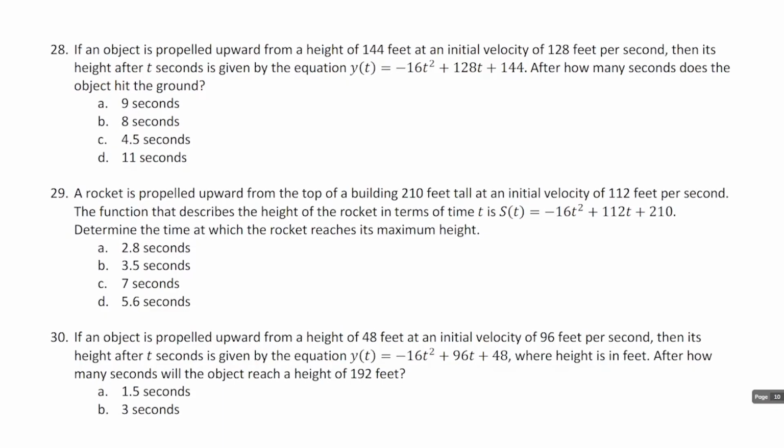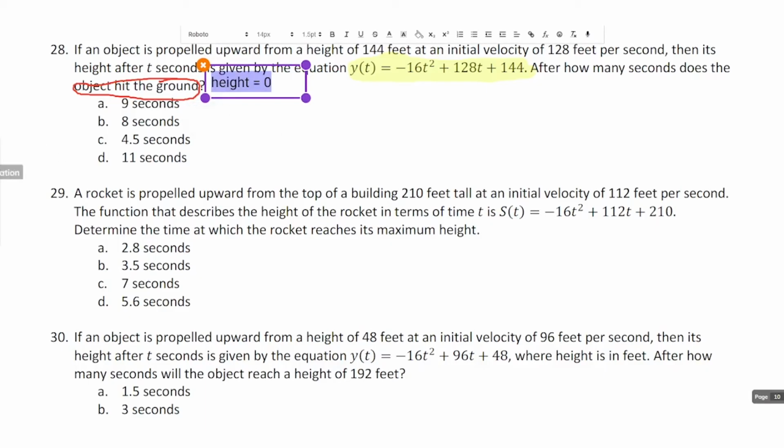Number 28 says if an object is propelled upward from a height of 144 feet at an initial velocity of 128 feet per second, then its height after t seconds is given by this equation. After how many seconds does the object hit the ground? So the object will hit the ground when the height is 0. So that's kind of our key piece of information here. Okay, so we want to know, when is the height 0?